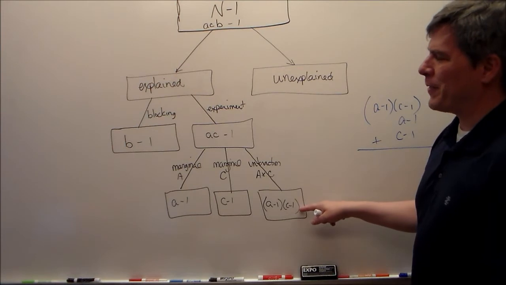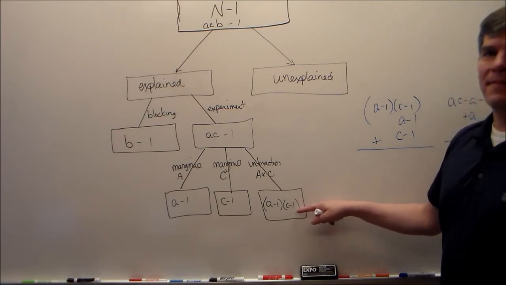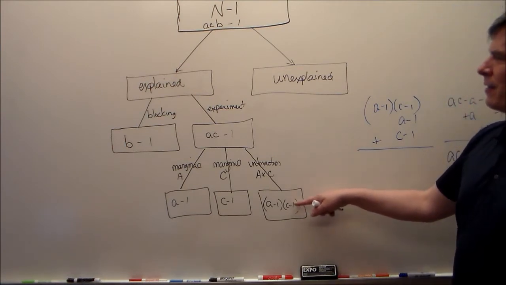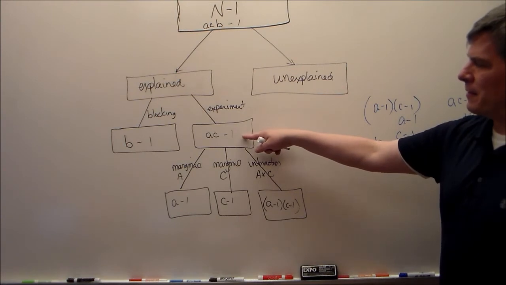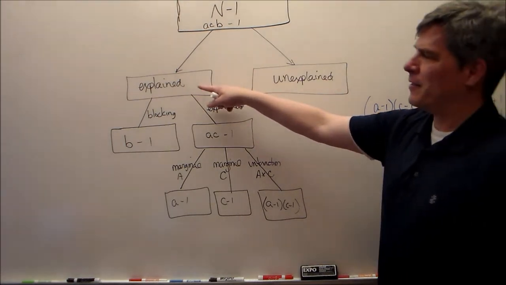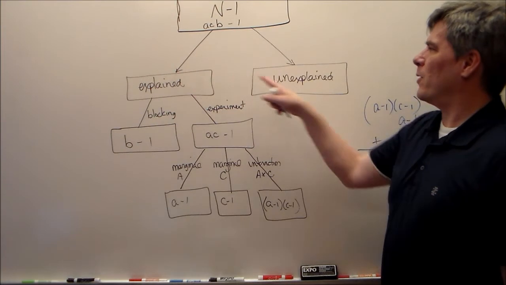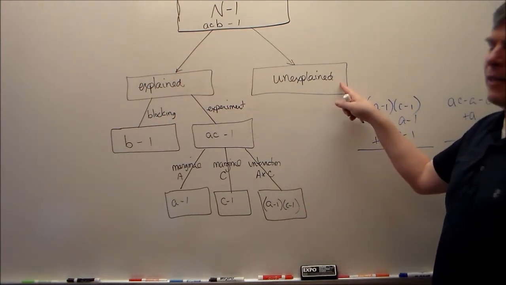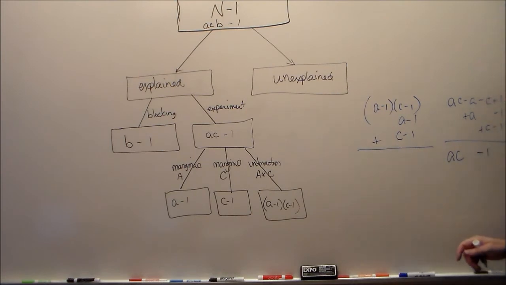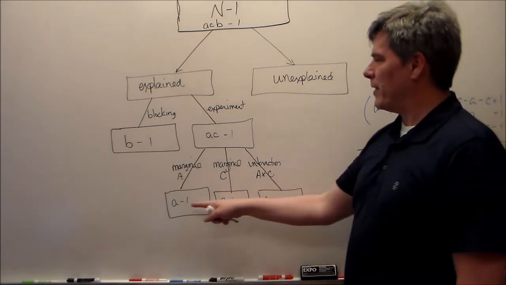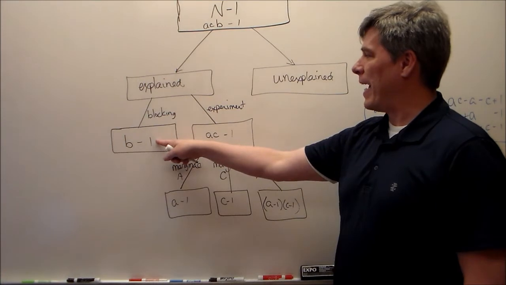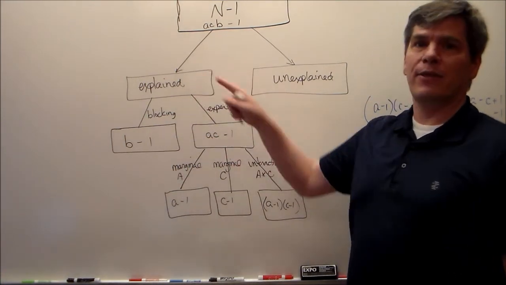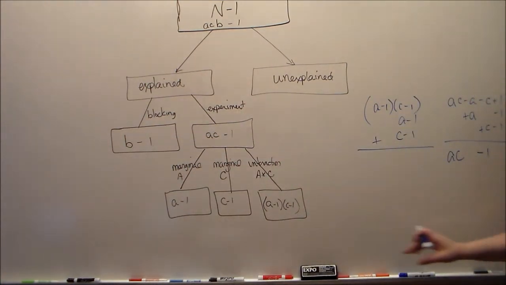So what happens if there's no interaction? Well, if there's no interaction, then this is different, which means this is going to be different, which means this will be increased. Think that through. Okay, so we've shown that these three added together give us the AC minus 1. Let's add these two together to see what the degrees of freedom that's explained is equal to.